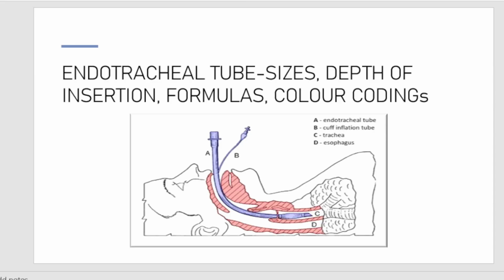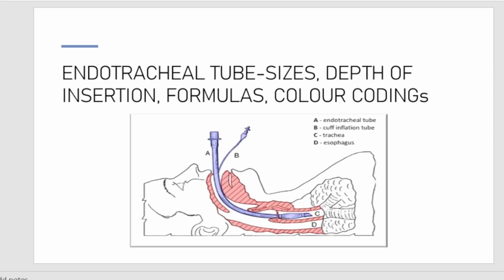Before equipment preparation, we will check whether the equipment is working or not. So ET, ATT, laryngoscope, suction, oxygen, everything we have to check. And second one, most important is pre-oxygenation. So many questions belong to this point only. Pre-oxygenation: we have to give 100% oxygenation for 3 to 5 minutes before the intubation procedure.